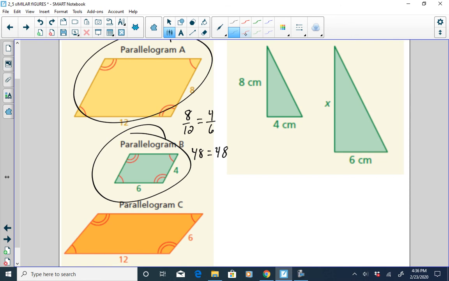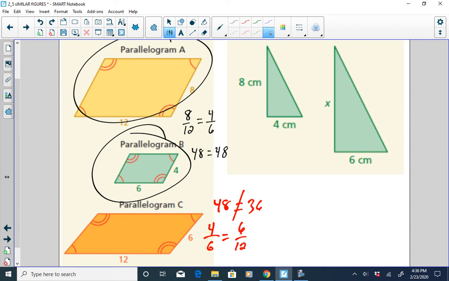Well, let's just check, right, make sure this one should not be similar. So I'll check it with the 4 to 6 one. Is 4 to 6 the same as 6 to 12? Check their cross products. 4 times 12 is 48. 6 times 6 is 36, right? And those cross products aren't equal. So I know that the parallelogram C is not similar to either parallelogram A or B.